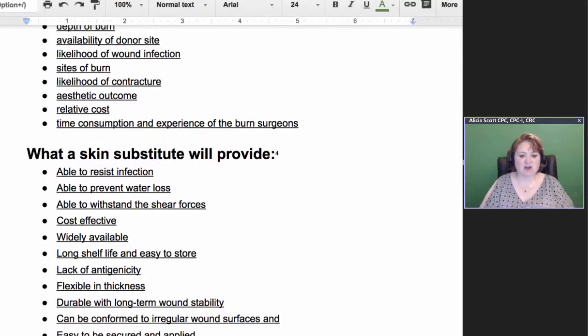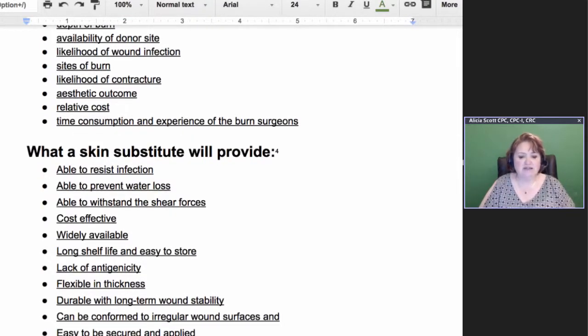And this list, I'm not going to go through all of it, but just go over a few of them. The flexibility and the thickness is very important. Also, durable with long-term wound stability. Now, that is something that some people don't think about. This is all stuff that will be documented when you're talking about skin substitutes and if it's going to be effective or not. Again, cost is always something to consider.